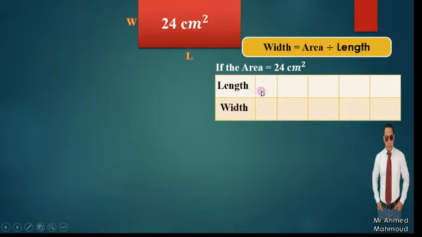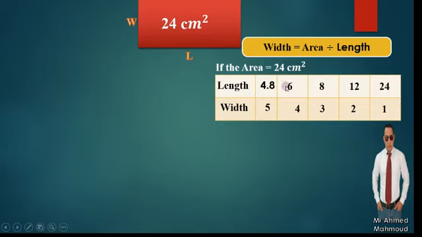For example, if the length equals 4.8, then the width equals area over length, 24 divided by 4.8 equals 5. If the length equals 6, the width equals 24 divided by 6 equals 4. If the length equals 8, 24 over 8 equals 3. If the length equals 12, 24 divided by 12 equals 2. And if the length equals 24, the width equals 1.